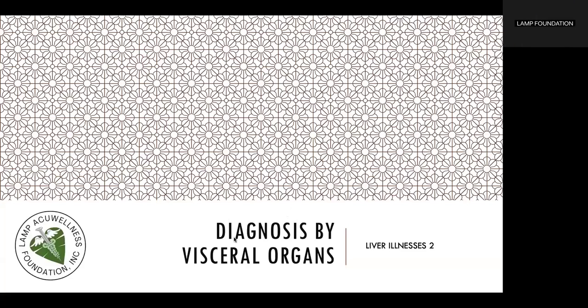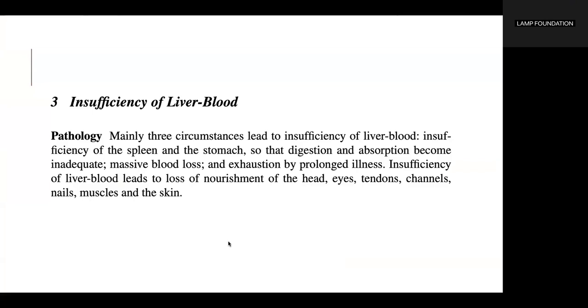Diagnosis by visceral organs. We continue with liver illnesses. Insufficiency of liver blood. Mainly, three circumstances lead to insufficiency of liver blood or liver blood deficiency. Insufficiency of spleen and stomach, so that digestion and absorption become inadequate. Massive blood loss, exhaustion by prolonged illness.